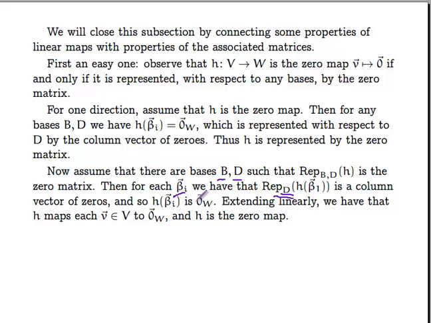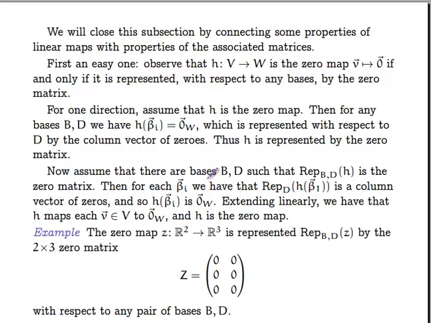Now if H acting on each basis vector is 0, and since all vectors are linear combinations of basis vectors, that tells us that H acting on all vectors in the domain is 0. So the zero matrix is the same thing as the zero linear transformation, or zero linear map rather. Okay, so here's one example.